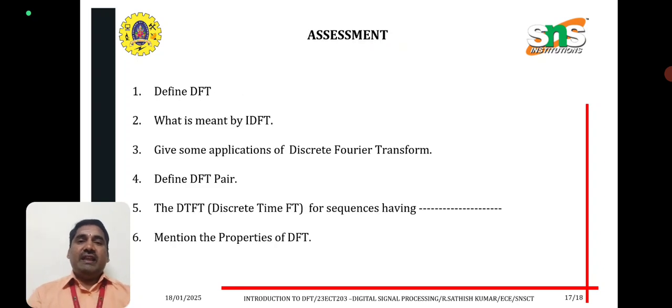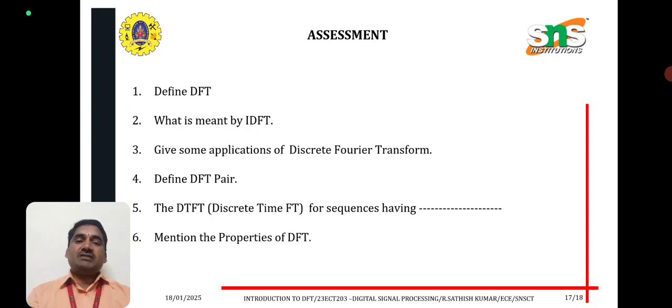Next, define DFT. DFT is nothing but the discrete Fourier transform. It can be represented as X of k is equal to summation n is equal to 0 to N minus 1 of x of n into e power minus j 2 pi k n divided by capital N. What is meant by inverse DFT? The inverse discrete Fourier transform can be represented as x of n is equal to 1 by N into summation k is equal to 0 to N minus 1 of X of k into e power plus j 2 pi k n divided by capital N.